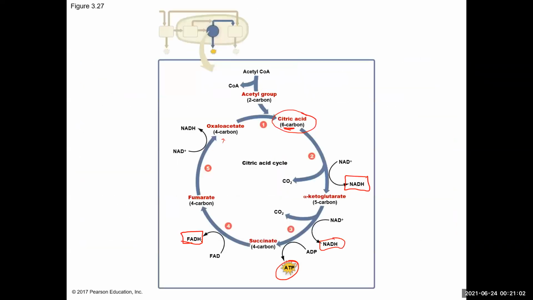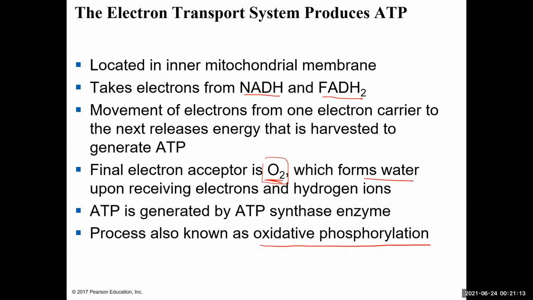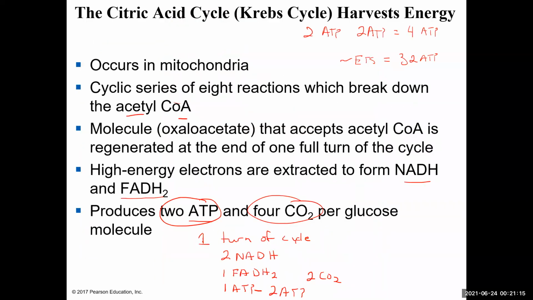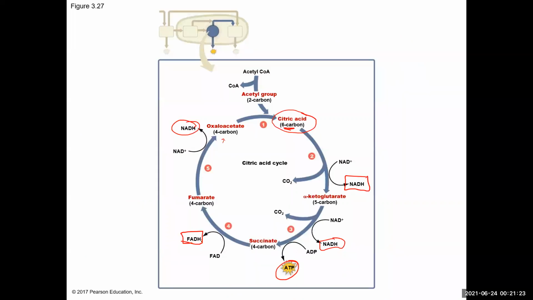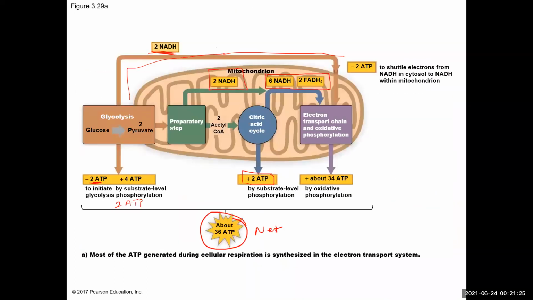And I just want to check, I think I missed one. Silly me. A third NADH is made there. Right? I think I said 2 NADH per turn. It's actually 3 NADH per turn. There we go. So that's the total of 6.